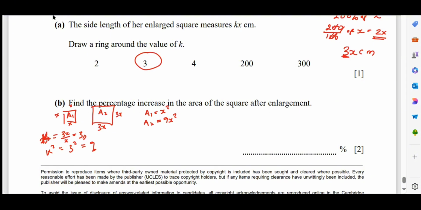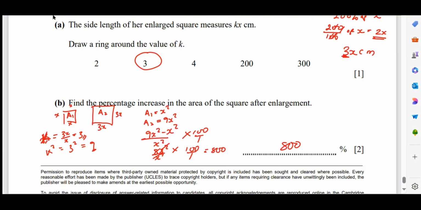So when you find the difference and find the percentage, which is 9x squared minus x squared over x squared times 100 over 1, that will give you 8x squared over x squared times 100. So this and this will cancel out. That will give you 800. That is the percentage increase in the area of the enlarged square.